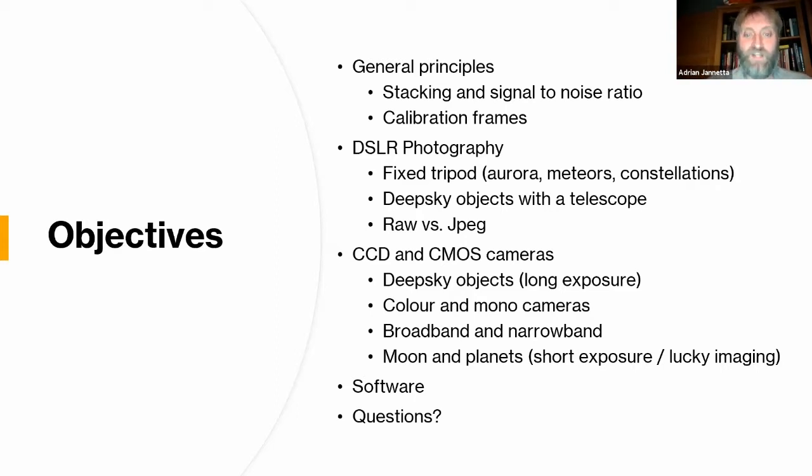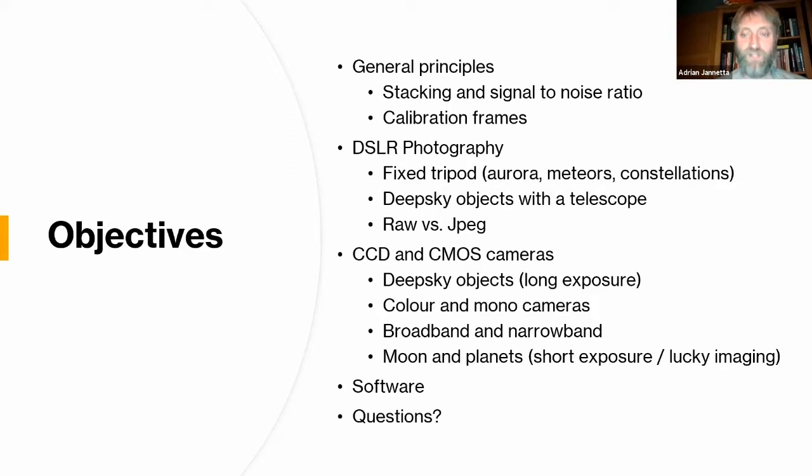There are a lot of CCD and CMOS cameras on the market. Again, I got one of these fairly recently, and these are great for doing broadband and narrowband imaging, taking pictures of, again, galaxies and so on. You can also obtain quite fantastic pictures of the moon and planets using these cameras as well. You use them in a different way.